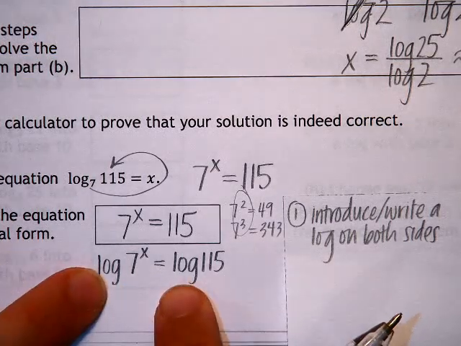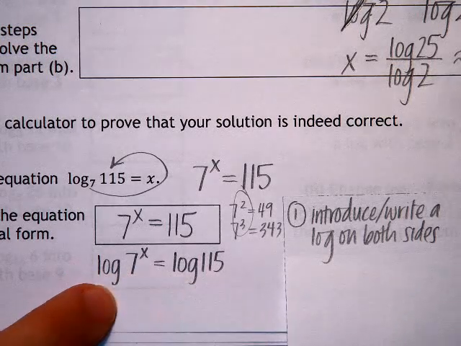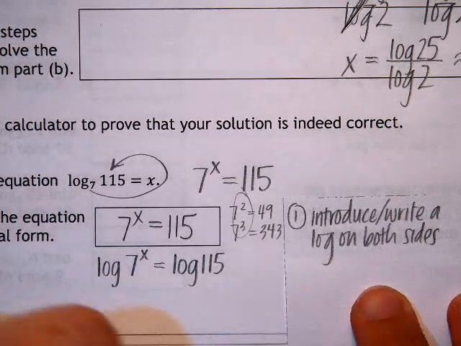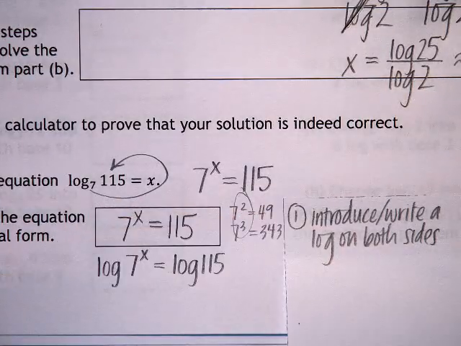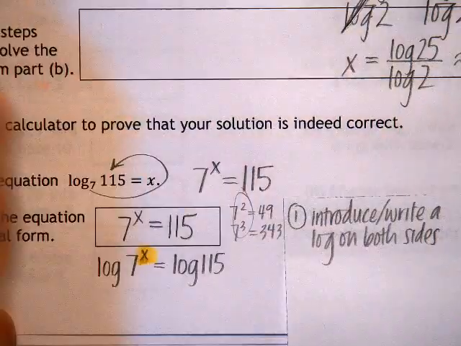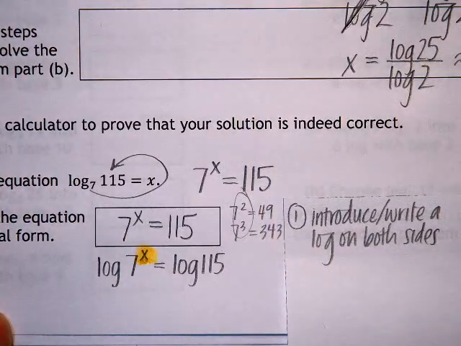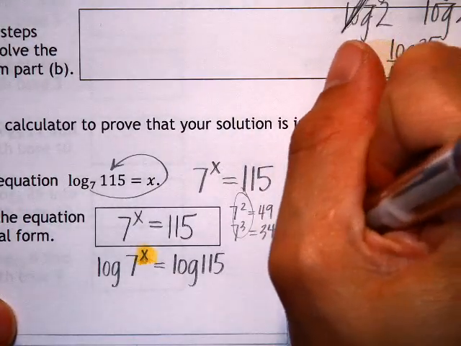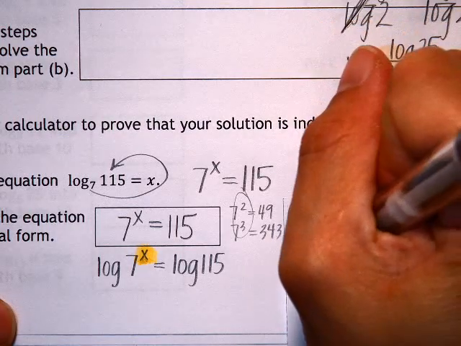As long as you do it on both sides, that's totally legal algebraically, and that solves the biggest issue that we were facing, which is how do we get that power down? The only way we can bring that power down to the front, make it a multiplication, is to introduce a log. So now that I've done that, step 2 is to use the power property.